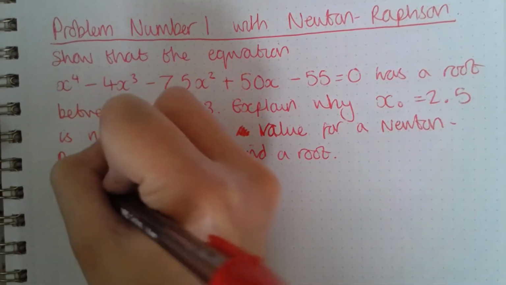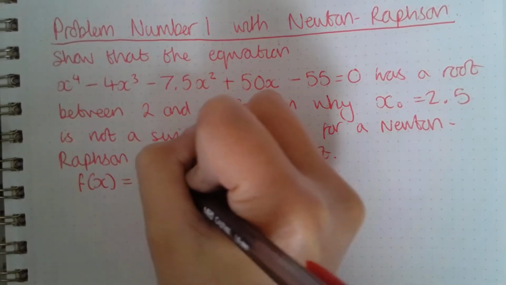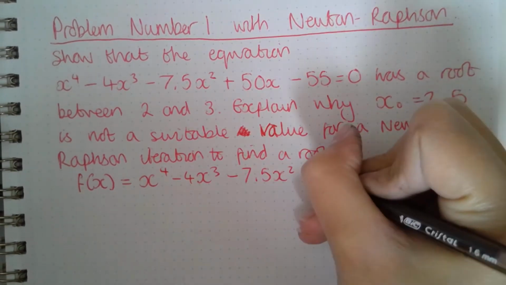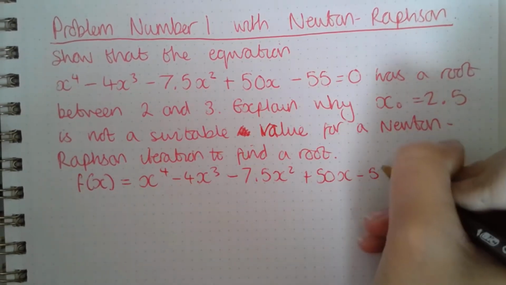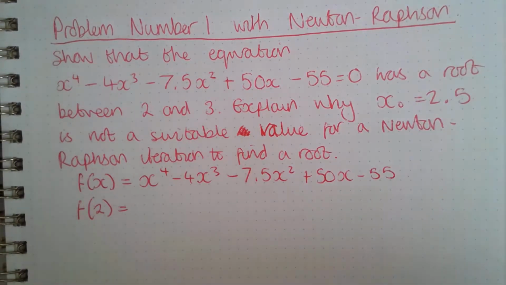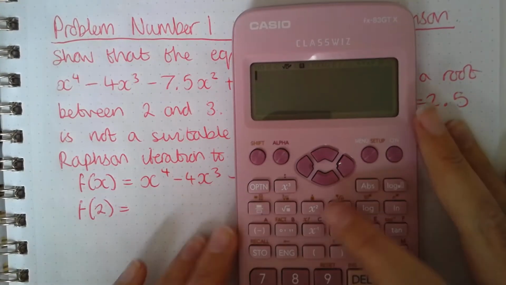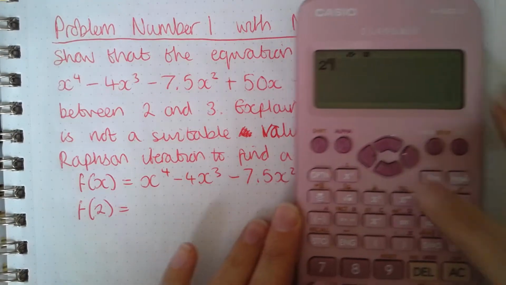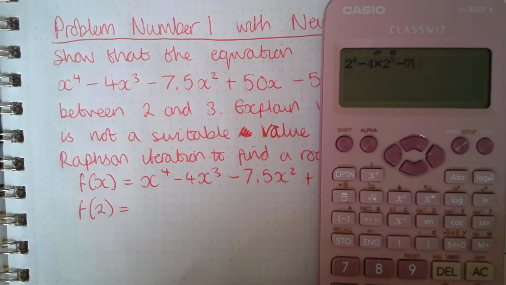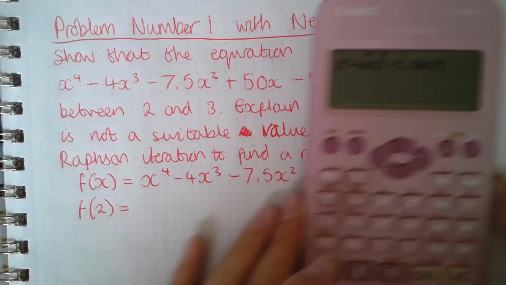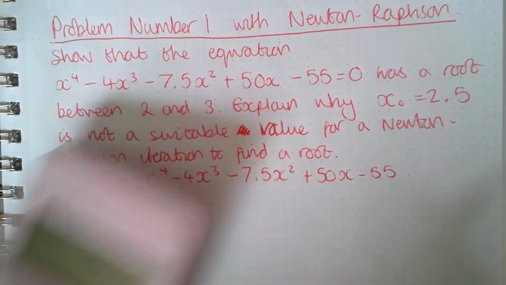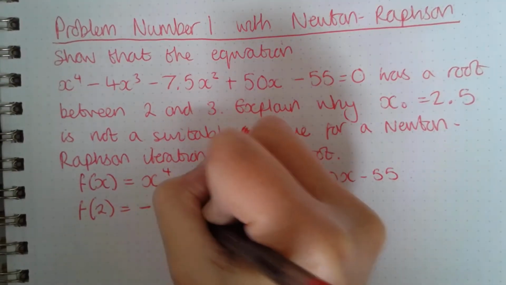So we're going to let f of x equal x to the power 4, take 4x cubed, take 7.5x squared, plus 50x, take 55. So we're going to substitute in 2. Okay, so we've got 2 to the power of 4, take away 4 lots of 2 to the power of 3, take away 7.5 lots of 2 squared, plus 50 lots of 2, take away 55, so you get negative 1, which is less than 0.